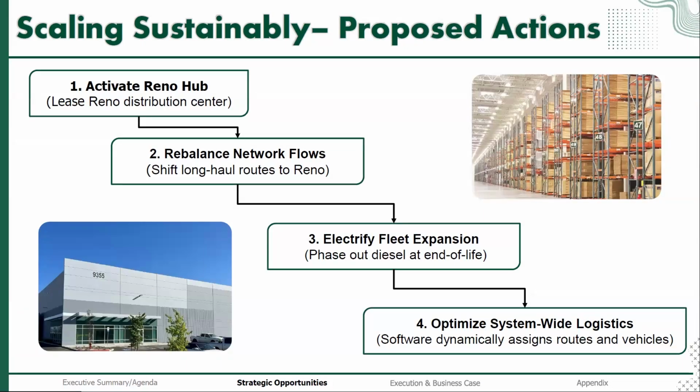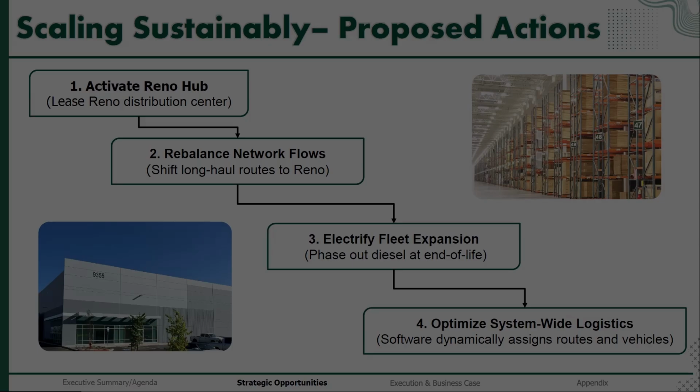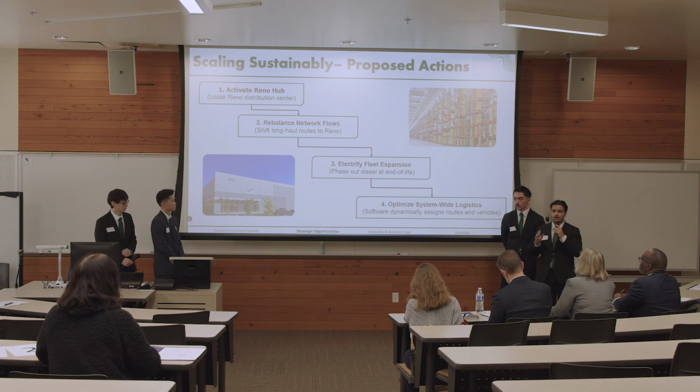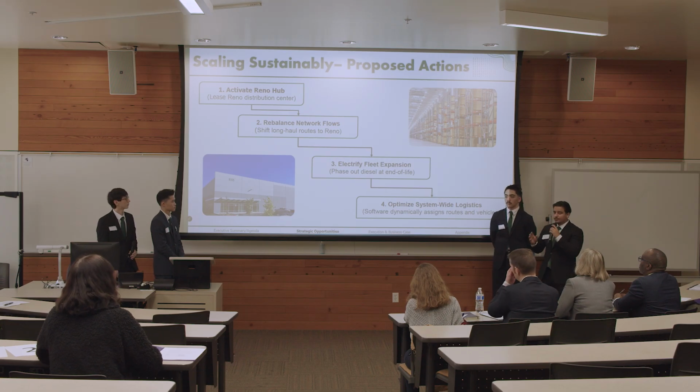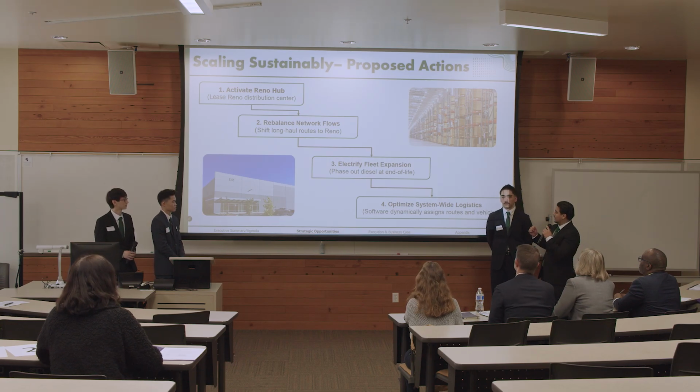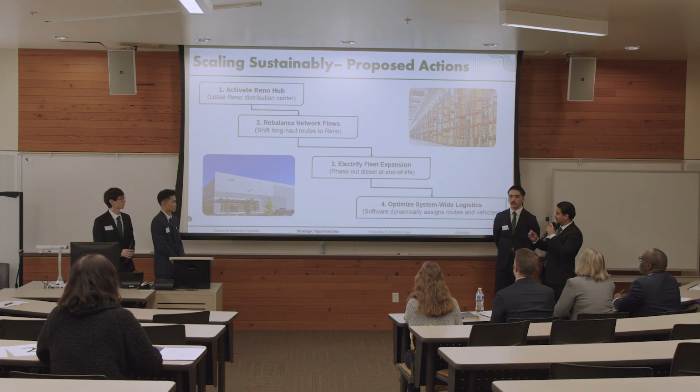All right, here's our plan. Number 1, activate the Reno hub, which means leasing a Reno distribution center. Number 2, rebalance our network flows, so all our long orders will go through Reno. Number 3, electrify our fleet, slowly phasing out the diesels. And number 4, optimize system-wide logistics.